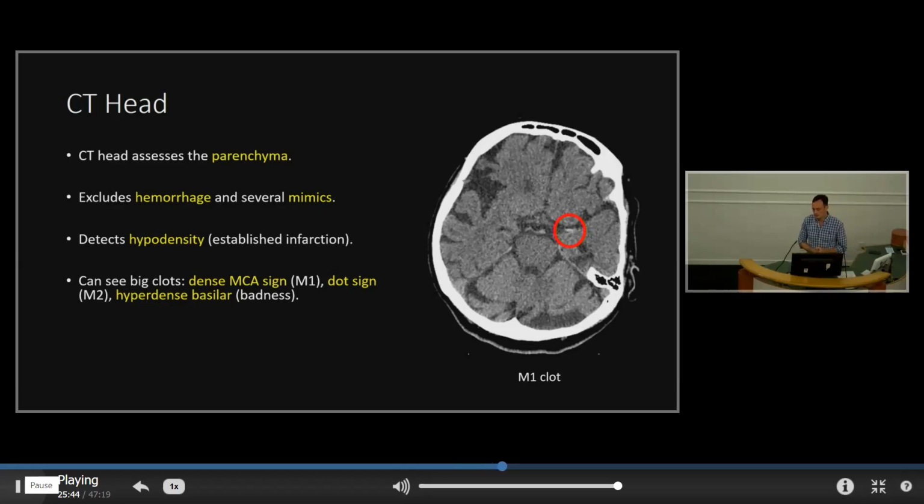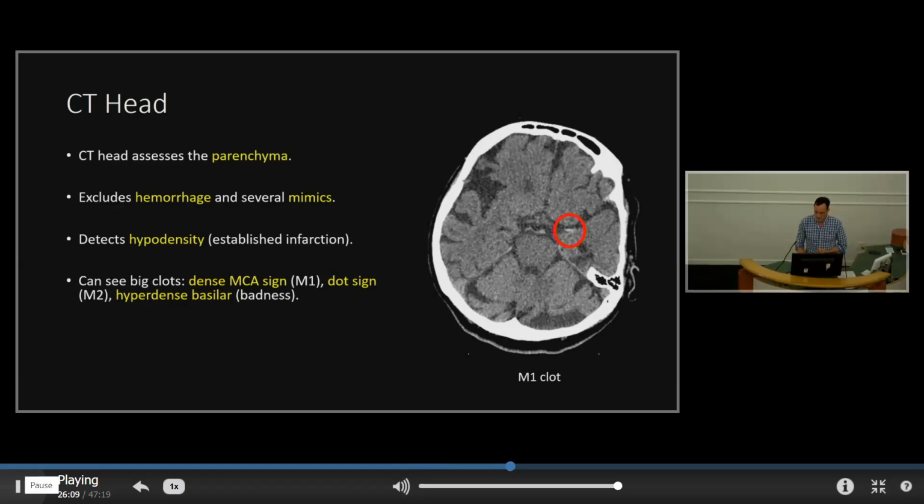And so now you can correlate that with the symptoms. Hopefully this person is probably presenting with right-sided weakness. There's also a dot sign in the M2 branch. It appears as a dot in or near the Sylvian fissure, which is that little black area just adjacent to the circle. And the other one, which is always good to look for, is the basilar artery, hyperdense basilar artery sign. That is a problem.